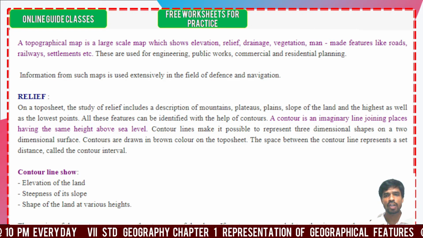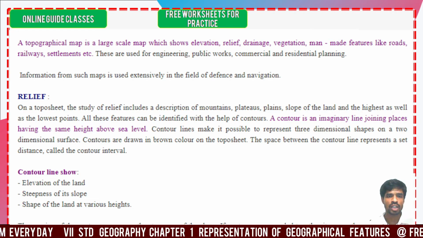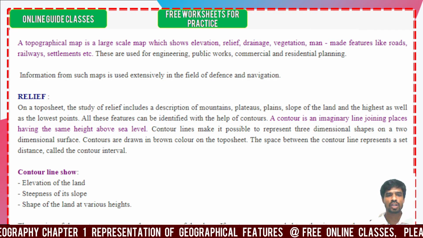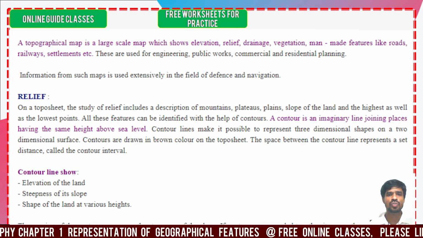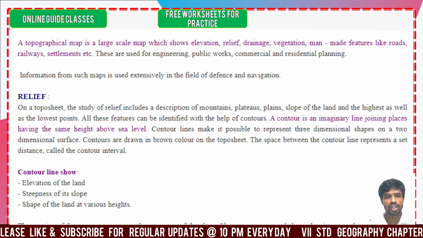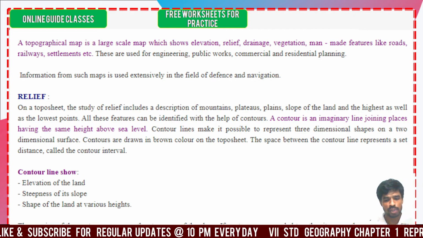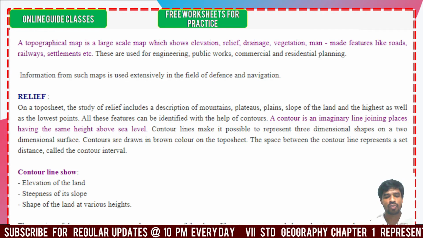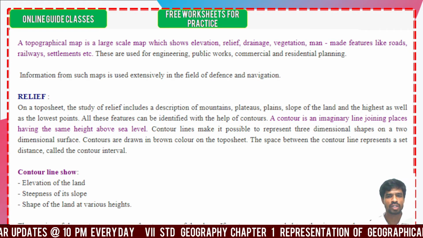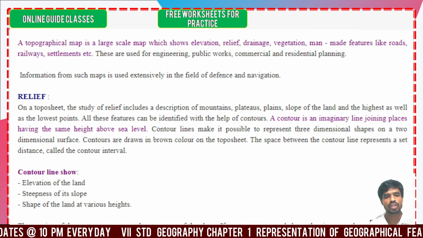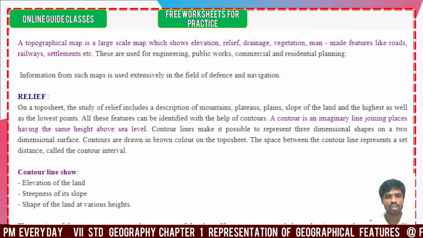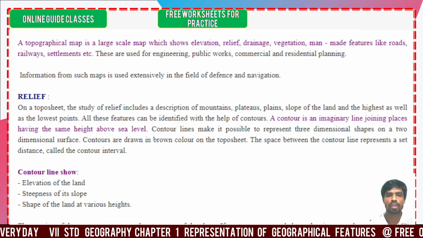So man-made features like roads, railways, settlements, all these are shown in topographical maps. These are used for engineering purposes. How are topographical maps used for engineering? Engineering means research, planning, designing, etc. What is the meaning of public works, by the way? Public works include construction of roads, schools, and hospitals, which come under the government, right?